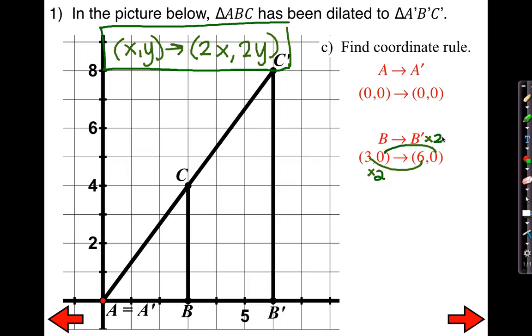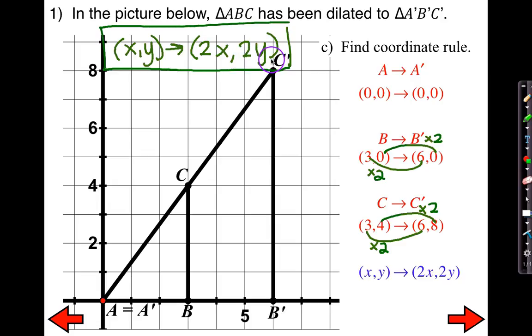But let's go ahead and confirm by looking at C to C prime. C is (3, 4), and C prime is (6, 8). So here is a better idea. From 3 to 6, we had to multiply by 2. And then from 4 to 8, we also had to multiply by 2. So this confirms that our coordinate rule is the x's are multiplied by 2, and so are the y's. So the coordinate rule would then again be just (2x, 2y).